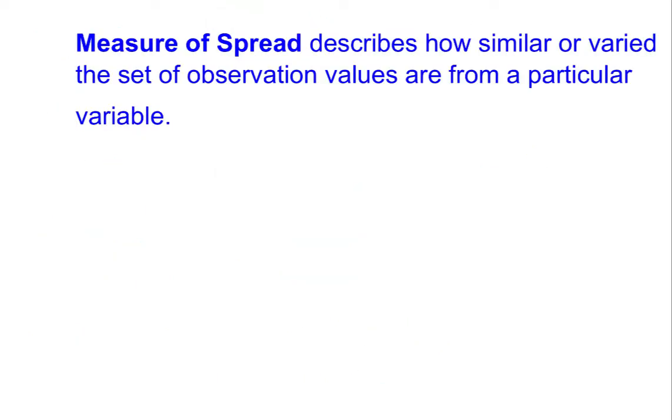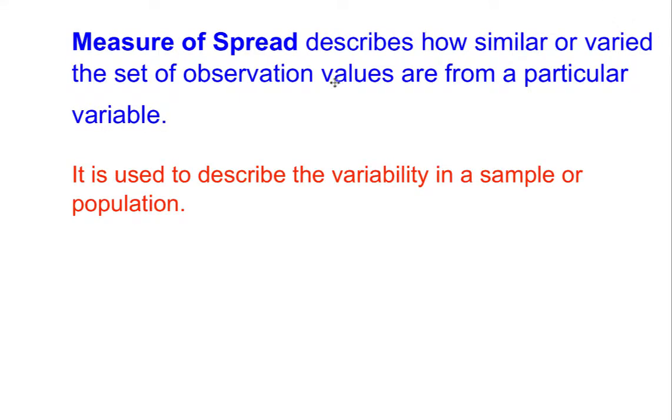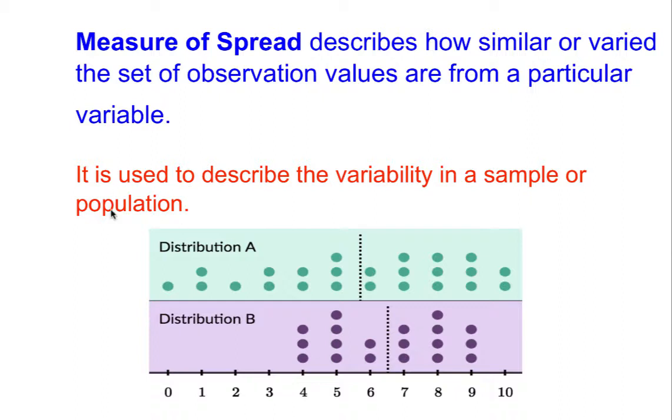So what is a measure of spread? A measure of spread describes how similar or varied the set of observation values are from a particular value. It's used to describe the variability in a sample or population. We'll be dealing with a sample in this video. So look at these two distributions, distribution A and distribution B. They're both symmetric distributions, but when we look at them, distribution B is more condensed, whereas distribution A has a greater spread.